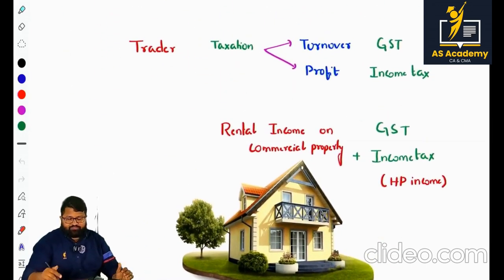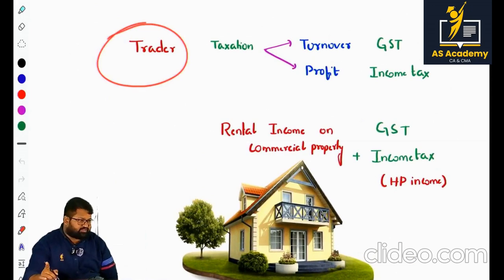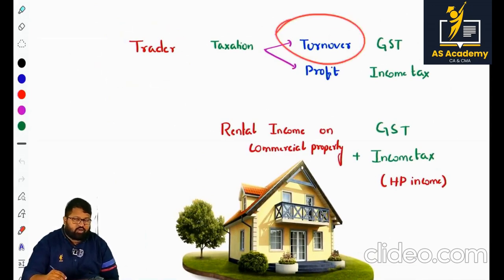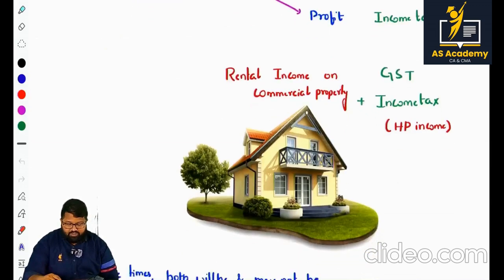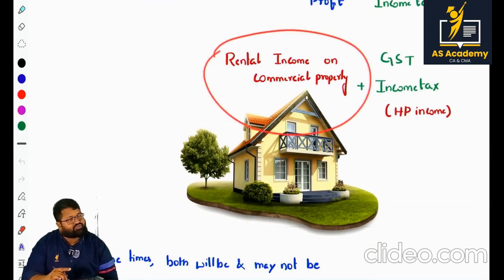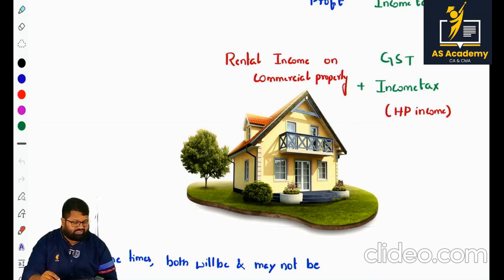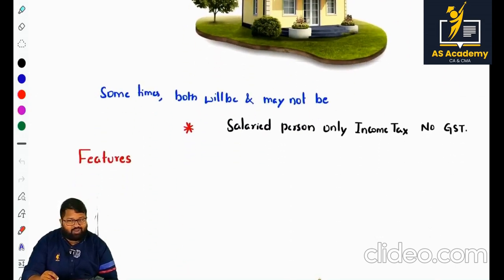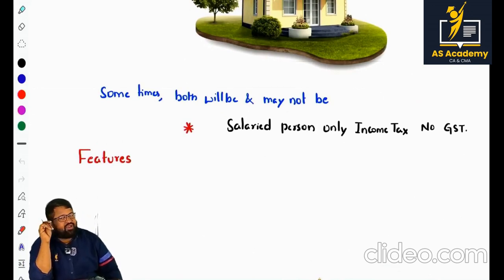So for your knowledge, basically a trader is paying two taxes. On turnover, what is he paying, ma'am? On profit, income tax. For our subject, this part basically. But rental income is also subject to GST, depending upon the exemptions given. But there is only one income where there is only income tax. What is that income, ma'am? Salary income. Only on that there will be income tax. There won't be any GST.